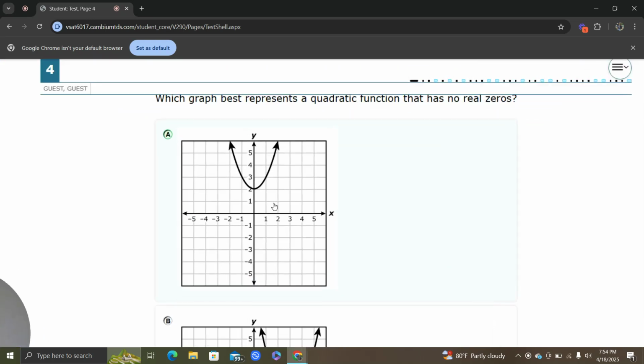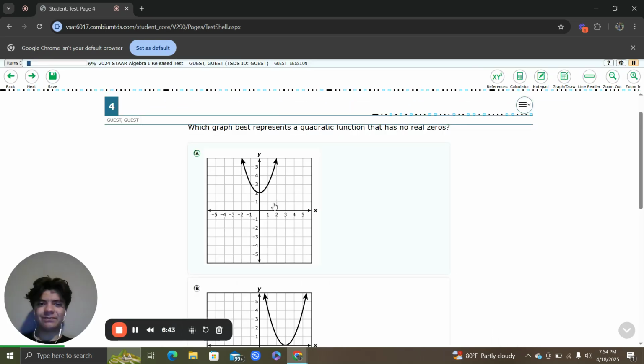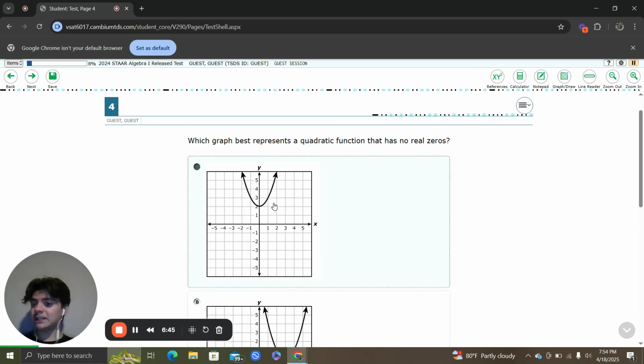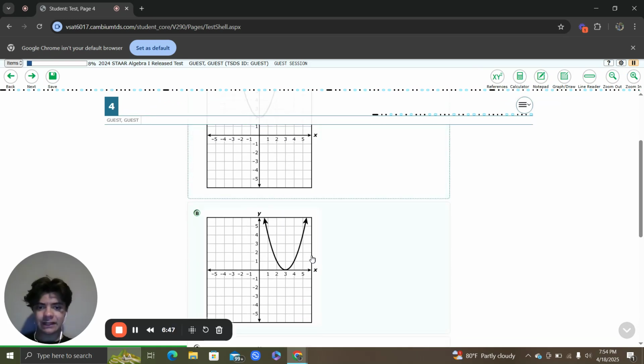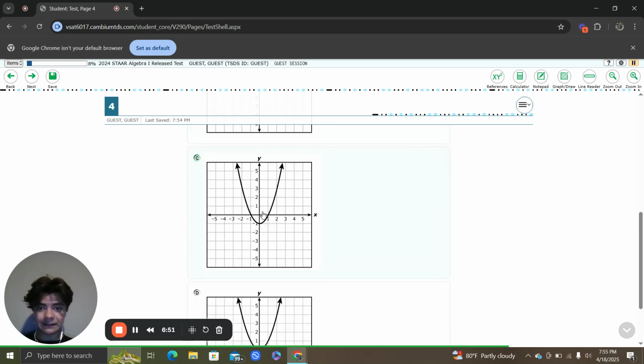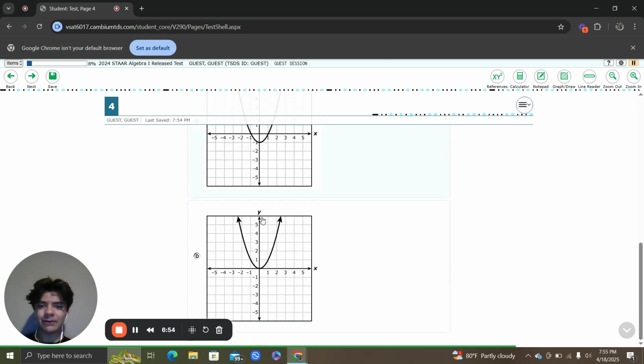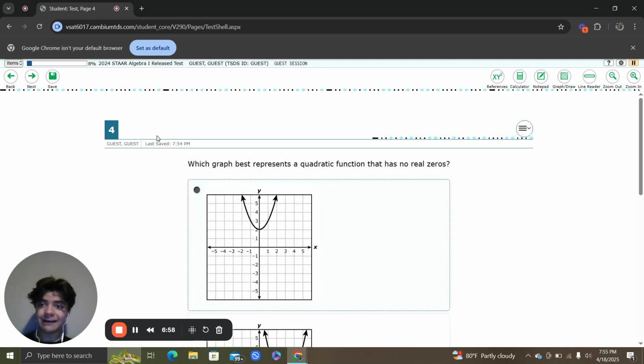So A does not cross the x-intercept. So this one has no real zeros. Let's check the other answers. This one touches the x-intercept, so it does have a zero. This one crosses it, still goes through it, so it does have a zero. And this one also touches it, so it has a zero. This is the only one that does not cross the x-intercept.